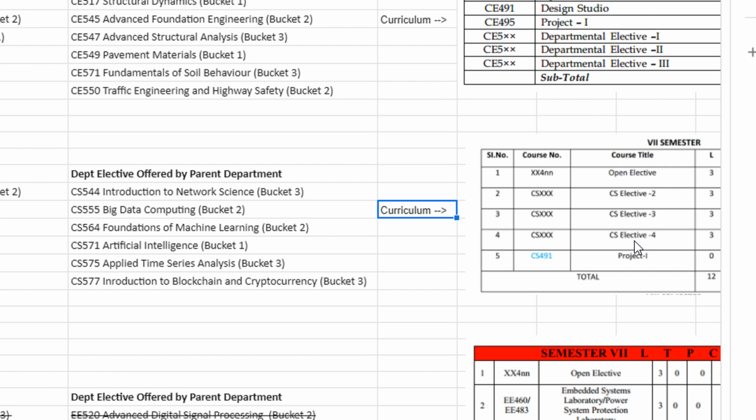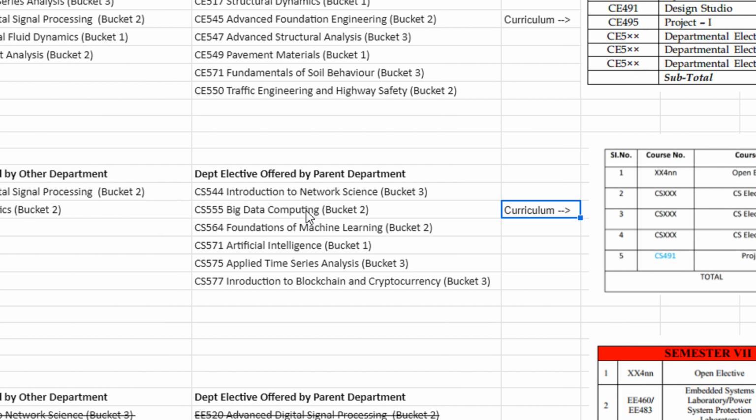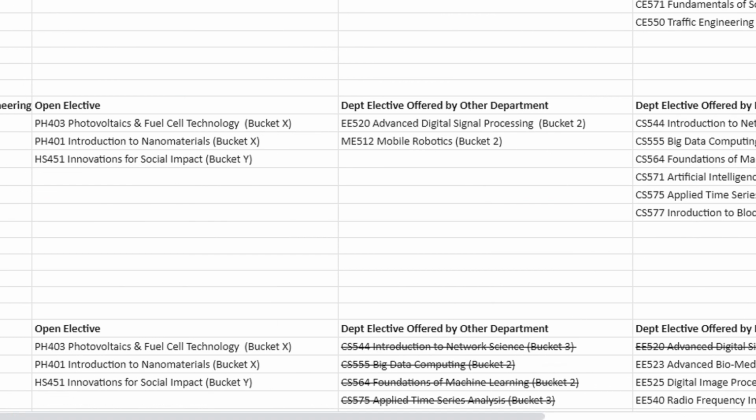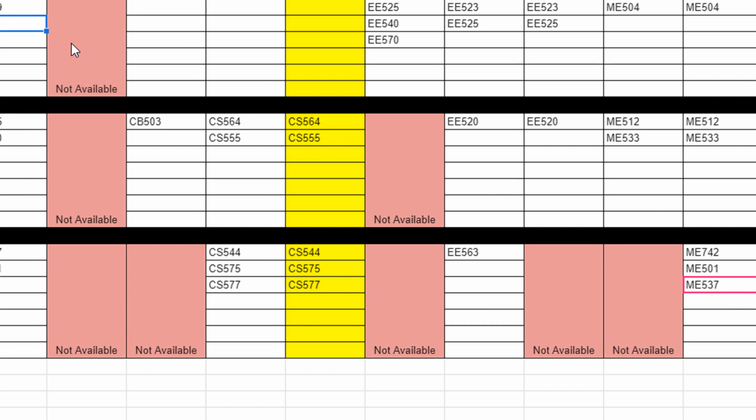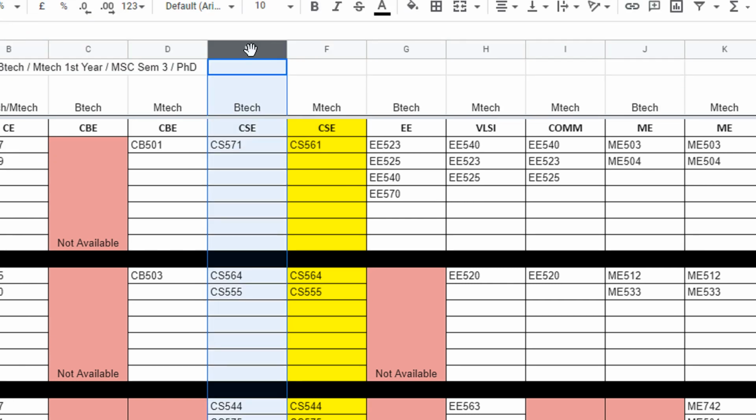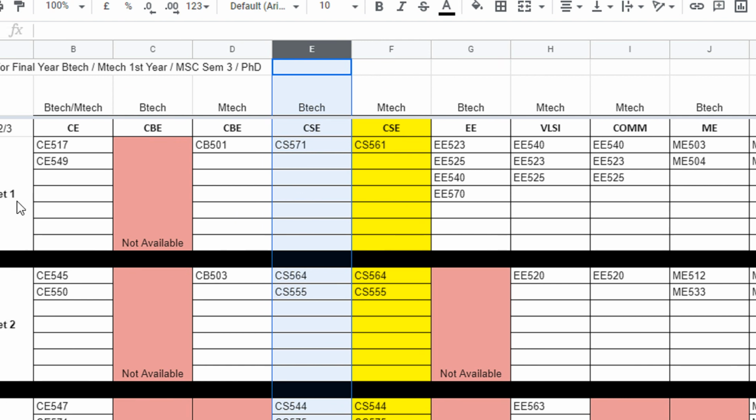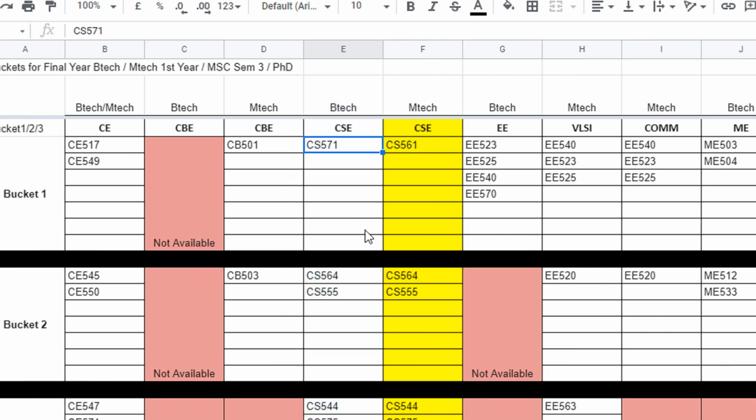Now, how do they choose 3 electives? As I said, one bucket, one elective. You can see it in two ways. One way is that you come to the subject code buckets. You can see BTech CSE. One bucket, one subject. If you see in bucket one, CS 571 is the only subject, so you are left with no choice but to choose this subject.